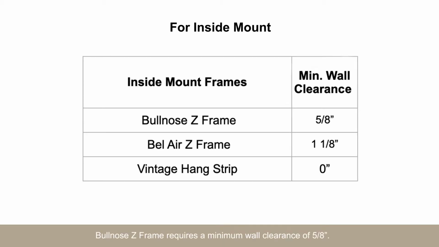For inside mount, Bullnose Z frame requires a minimum wall clearance of 5/8 inches. Bel Air Z frame requires a minimum wall clearance of 1 1/8 inches. Vintage hang strip doesn't require any minimum wall clearance. Done!